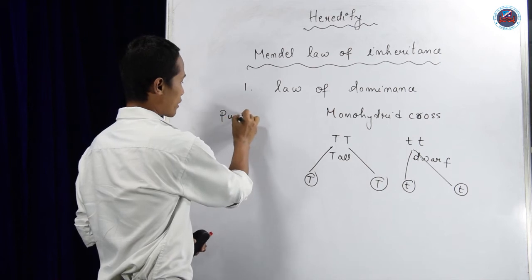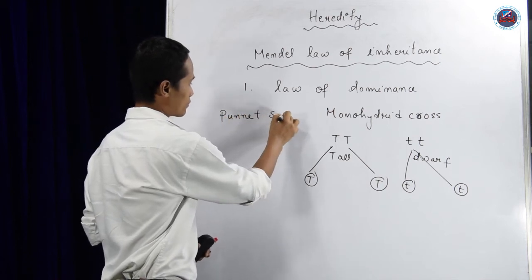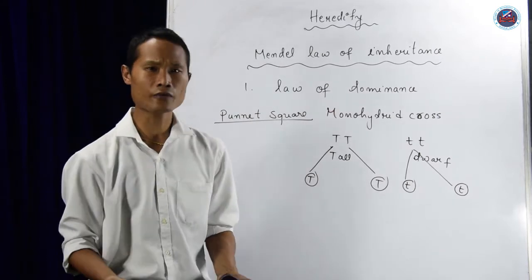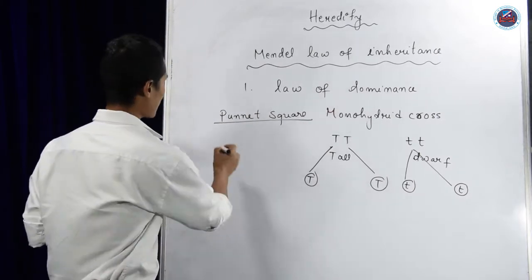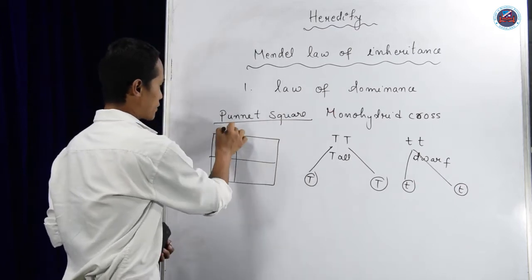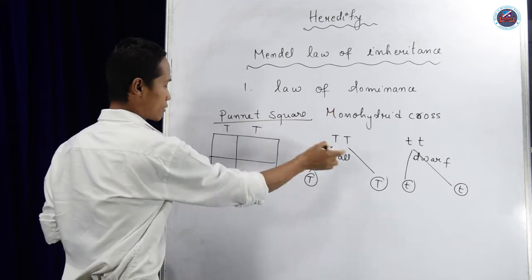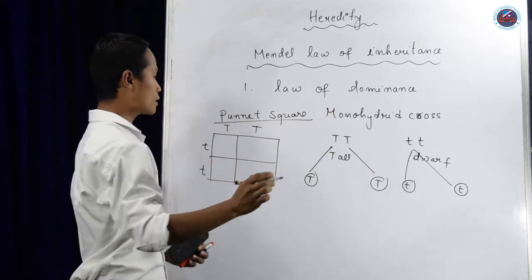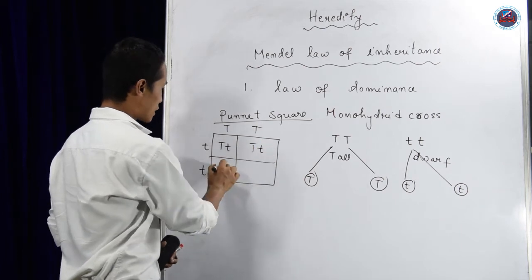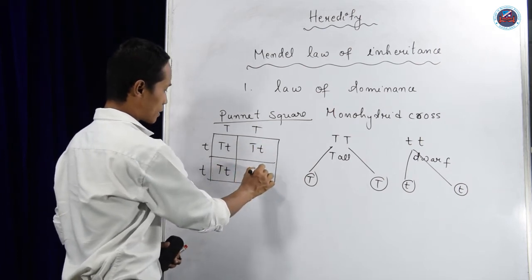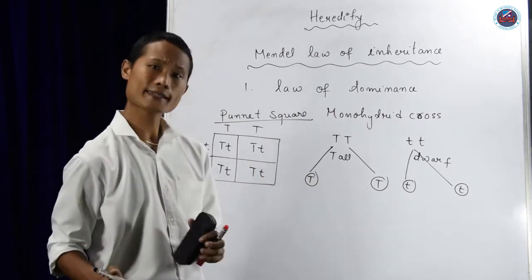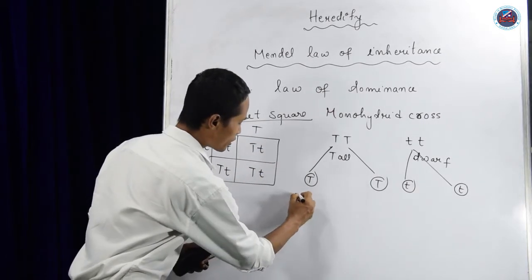Punnett square. This is a method of probability to find out the character of an individual. So this is capital T, capital T, and small t, small t. If you cross it, it will be capital T, small t, capital T, small t, capital T, small t, capital T, small t. Okay? So you will find the phenotypic ratio.